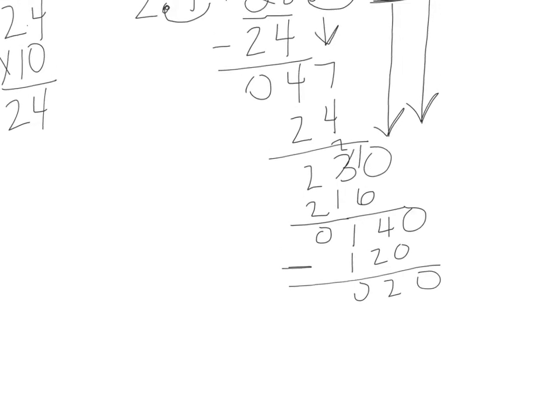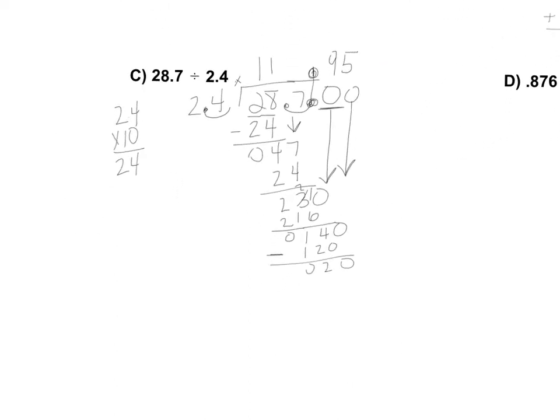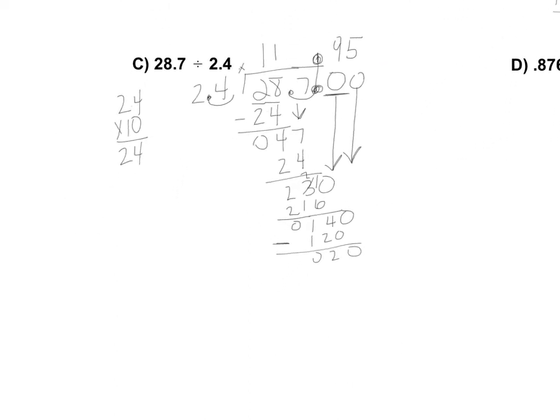Now, we also, let's see if I can zoom out a little bit. Come on, there we go. Now, bring down another 0 because we still have some more left over, right? There's our 0. 200. 24 goes into 200. How many times? 8 times.